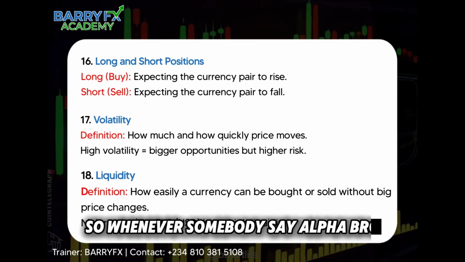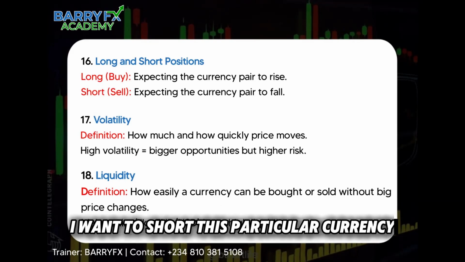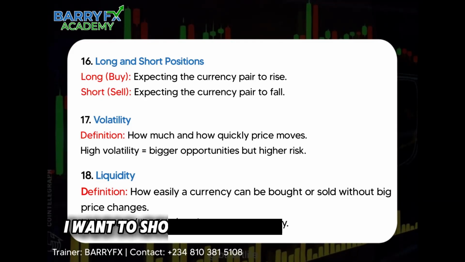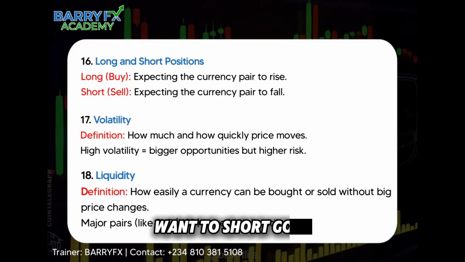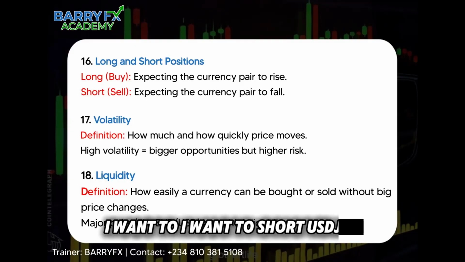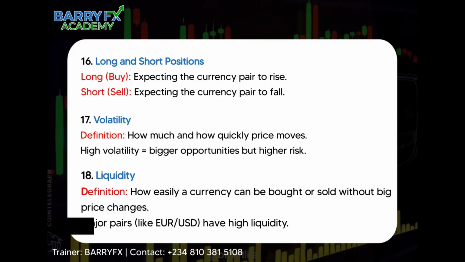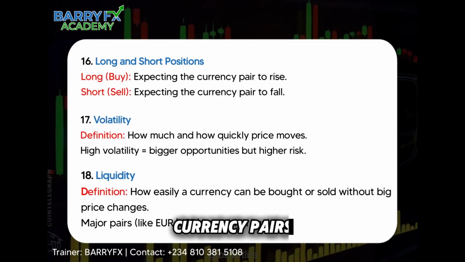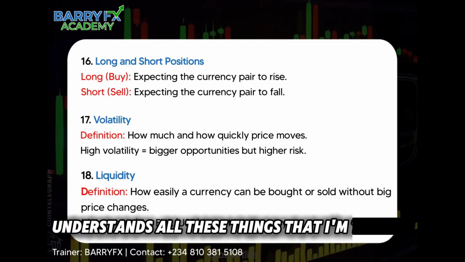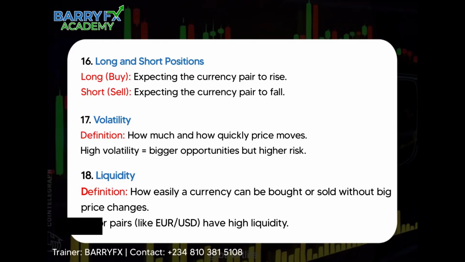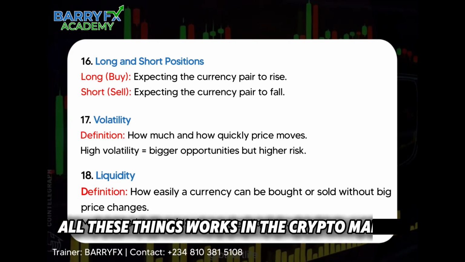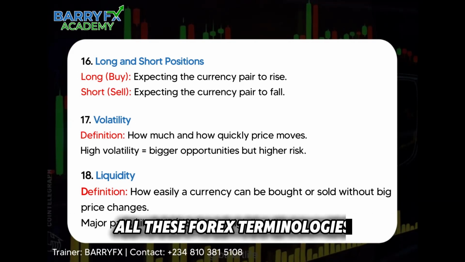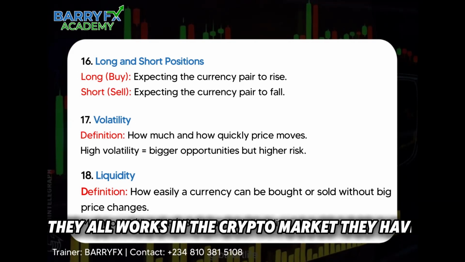So whenever somebody says, Alpha bro, I want to short this particular currency, I want to short XAUUSD, I want to short gold, I want to short USDJPY, they're trying to say they want to sell those currency pairs. Understand? All these things that I'm talking about also work in the crypto market. If you're also a crypto trader, all these forex terminologies work in the crypto market.